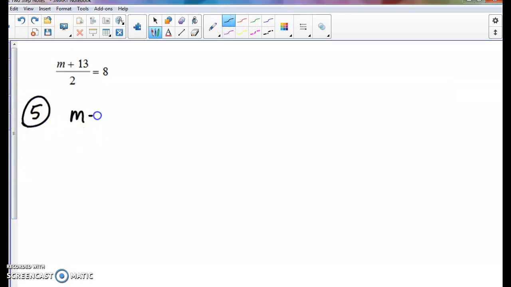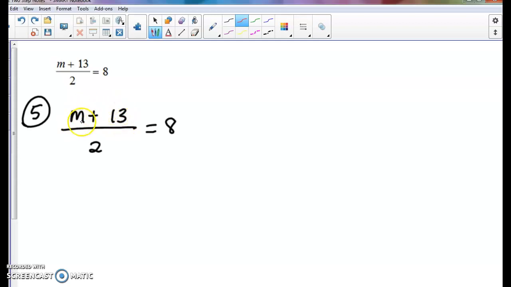We have m plus 13 over 2 equals 8. Now this one's different from those last ones we saw because one whole side of this equation is a fraction. So this whole thing is a fraction. Now if you think about our rules about getting rid of who's farthest away from our variable, we'll have to think about that differently this time. So our m's over here on the left side.